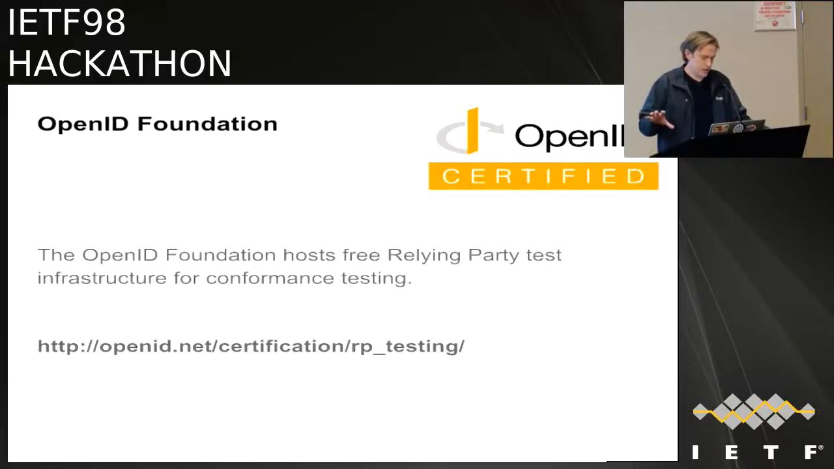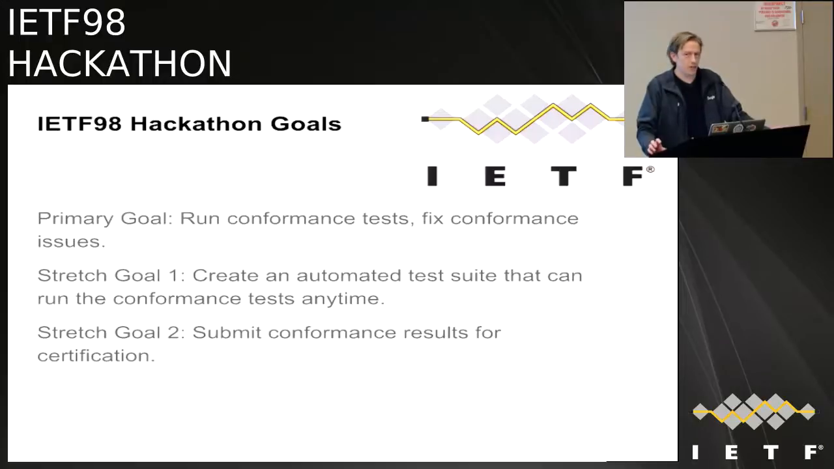The OpenID Foundation actually has this free relying party test infrastructure that can test some of these protocols that AppAuth supports. It's available at that link. So the goal for the hackathon was to run those conformance tests and fix any issues that came up. We also had two stretch goals. The first was to create an automated test suite that can run through all those conformance tests anytime we like. And the second stretch goal is to actually submit the test results to get a formal certification by the foundation.